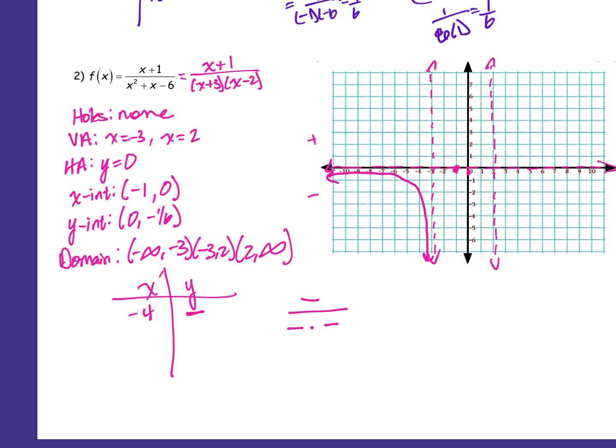Okay? So I can do the same thing with 3, right? 3 plus 1 gives me a positive number. And then 3 plus 3 gives me a positive number. And 3 minus 2 gives me a positive number. Oh, that gives me a positive number. So that means it should be up here.